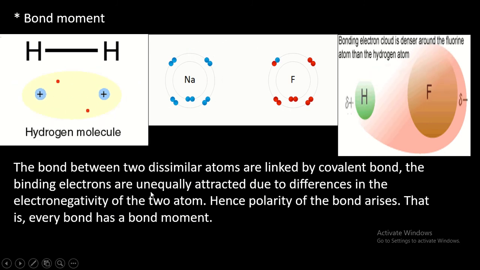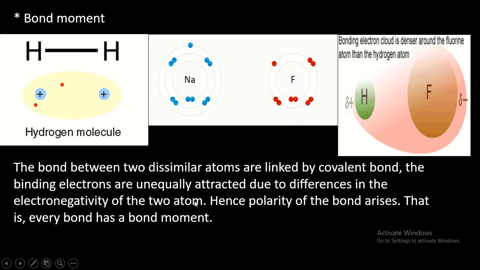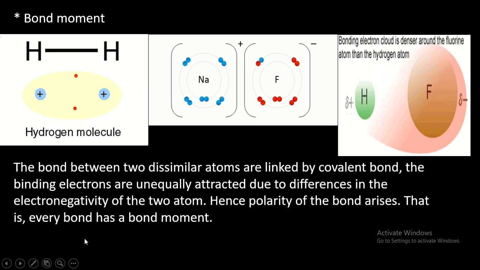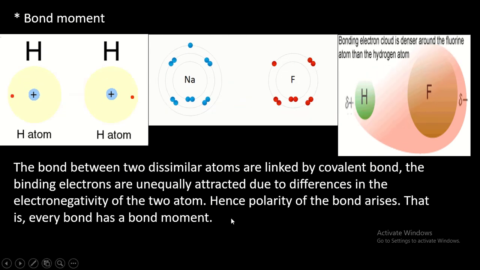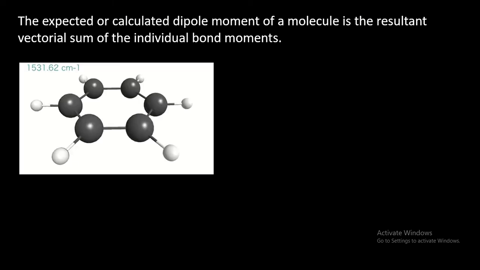The bonding electrons are unequally attracted due to the difference in the electronegativity of the two atoms, like in case of HF molecules. Therefore, the polarity of the bond arises, and such polarity is measured in terms of bond moment. The expected or calculated dipole moment of a molecule is the resultant vectorial sum of the individual bond moments.